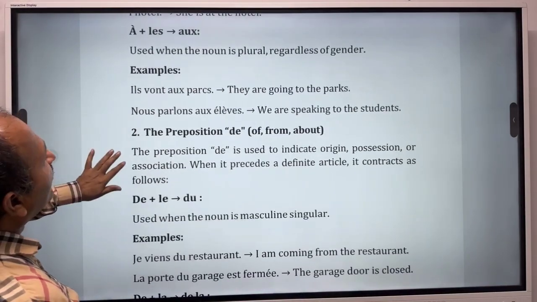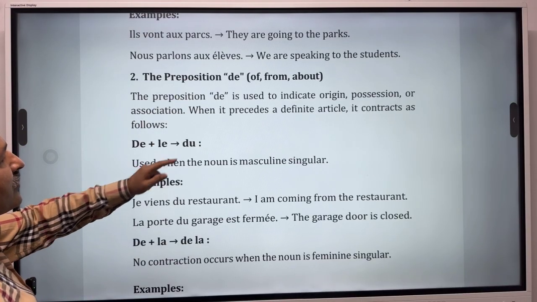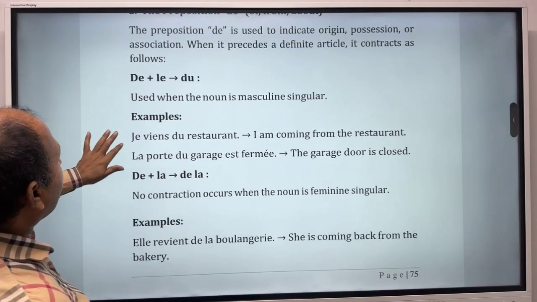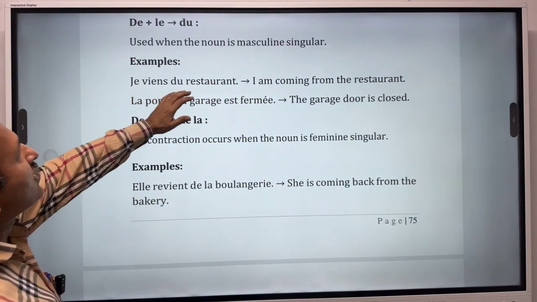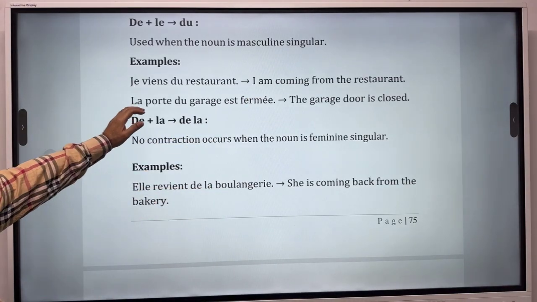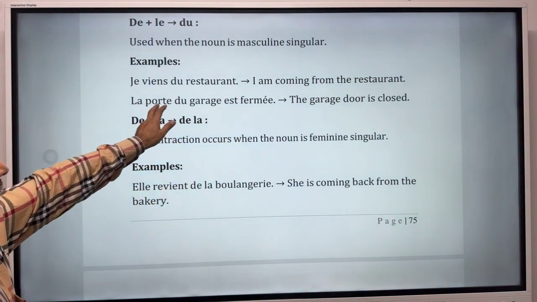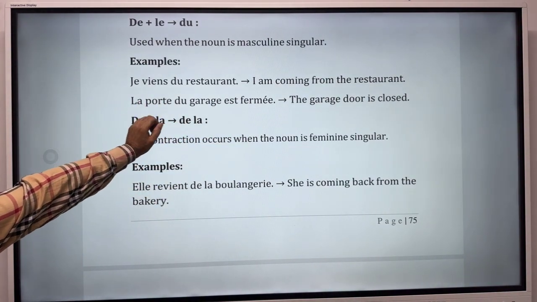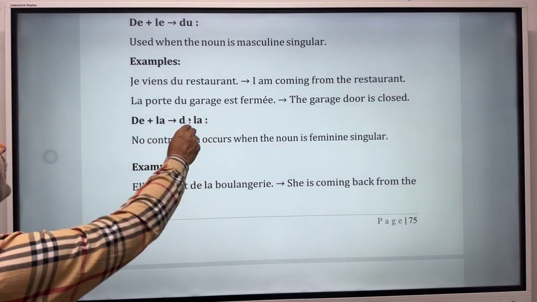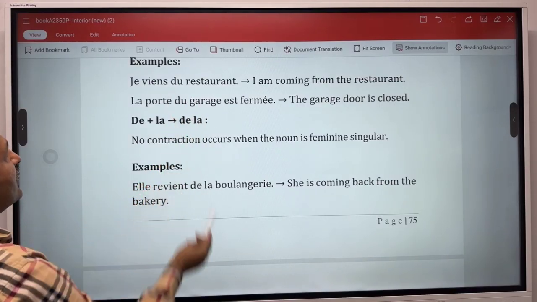Then about de, as I told you, different forms. De plus le becomes du, used when the noun is masculine singular. For example, je viens du restaurant. I'm coming from the restaurant. La porte du garage est fermée. The door of the garage is closed. Garage is masculine singular, so its article is le, and when le combines with de it becomes du.